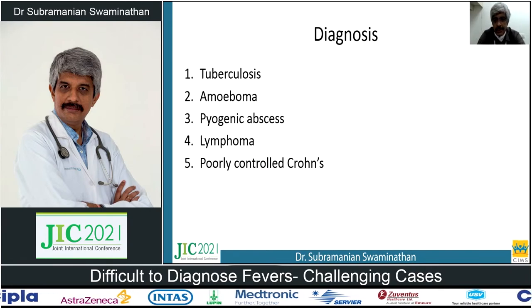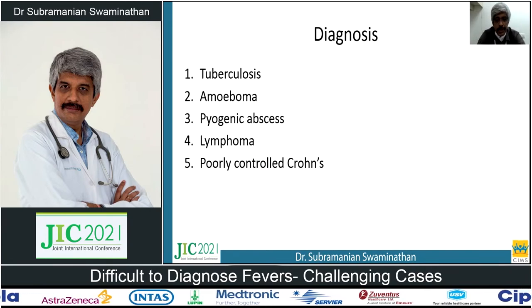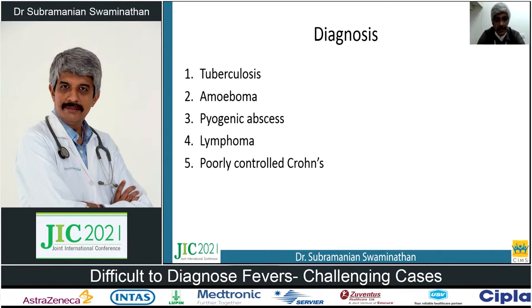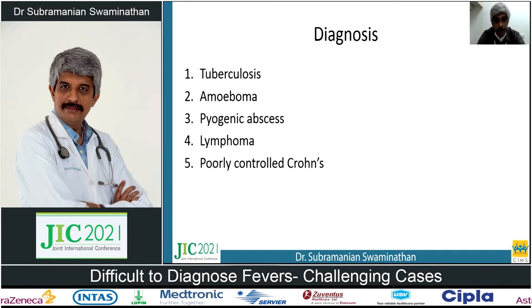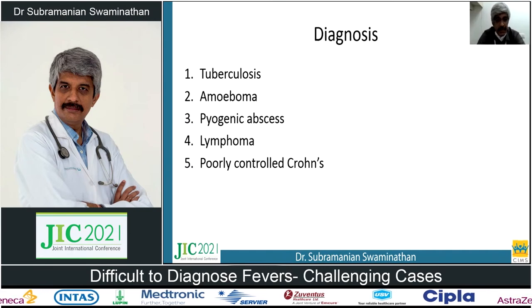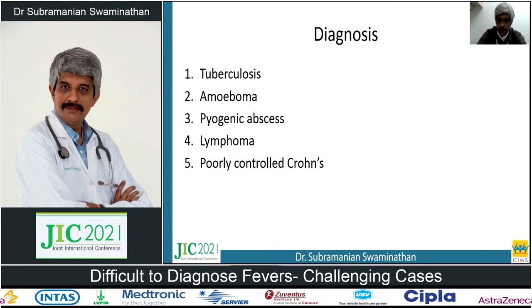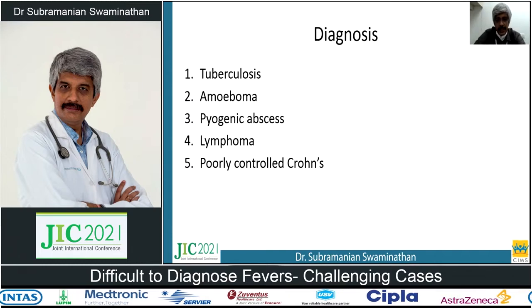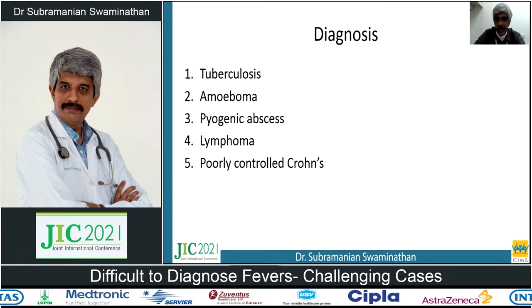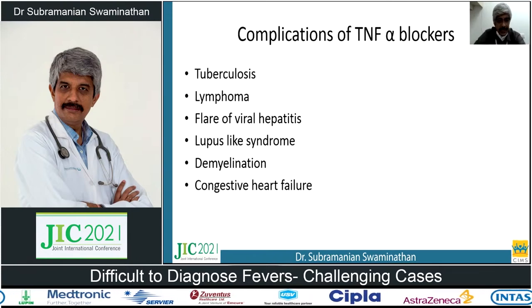Was it tuberculosis? Because when we talk about the use of these kinds of designer drugs, tuberculosis risk always becomes an important thing. Is it an amoeboma? Or is it a pyogenic abscess? Is it a lymphoma? Or is it just poorly controlled Crohn's, that the infliximab is just not cutting it? So at this point, a lot of tests were done. I don't think we have the option of asking the audience what they think.